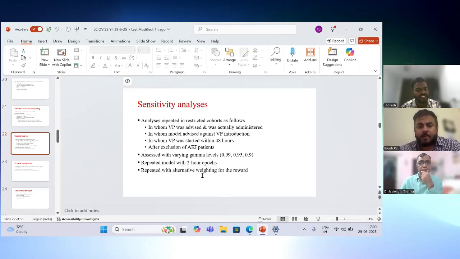Also, since it is observational data, they have given equal weightings for each variable. So what if they have changed the weightage? They have changed the weightage for each variable and checked whether the result holds true with that also. Also, they have checked with different gamma levels. Since they have kept the gamma level as high, it has performed like this. So what if the gamma level was not kept for the long-term rewards? What if it is kept for just the short-term rewards? If it is reduced, is this mortality difference still coming or not?